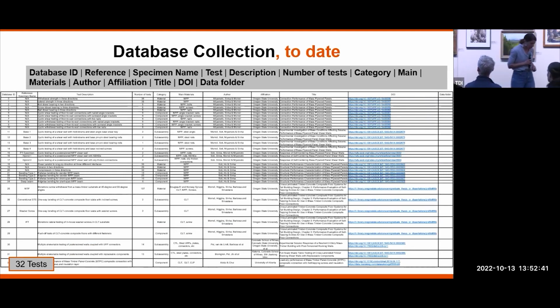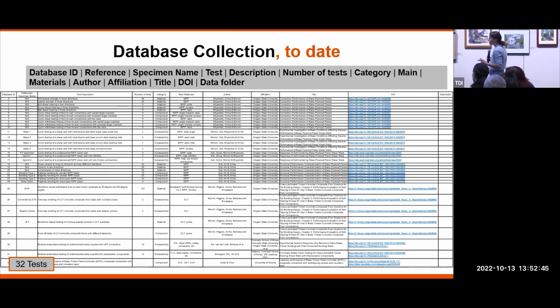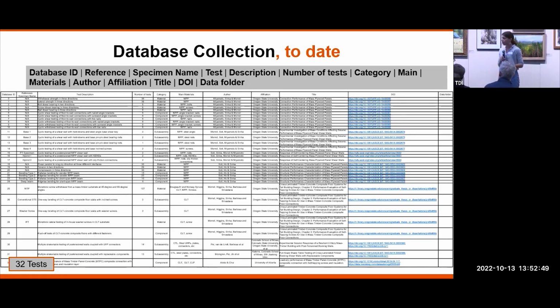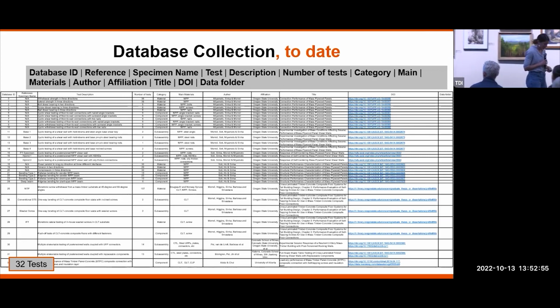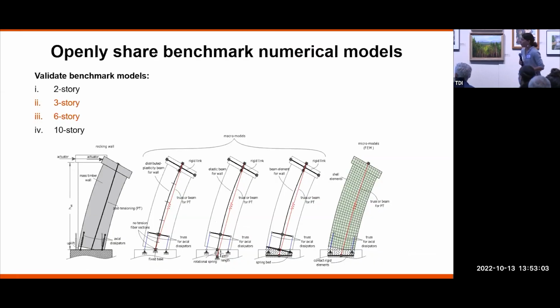And so far, we've just initially started the data collection process. And so we have about 32 tests, and we're sort of thinking about what sort of metadata goes into each of these experiments. So an ID, a reference, specimen name, data type. And then again, we're hoping that any future experiments will then be added to this, so this can ultimately be used by the mass timber community.